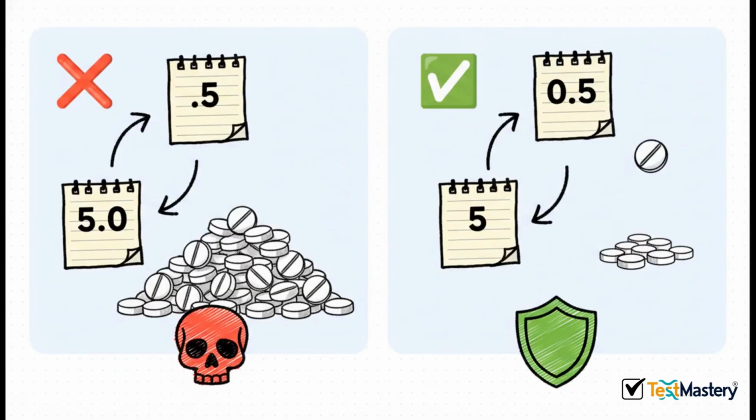And just look at this. This shows you exactly how high the stakes are. A missing 0 at the beginning can make 0.5 look like 5. An extra 0 at the end can make 5.0 look like 50. We're talking about a potential 10-fold overdose because of one little dot. So remember the rule. Always lead, never trail. A leading 0 before the decimal, but never a trailing one after.